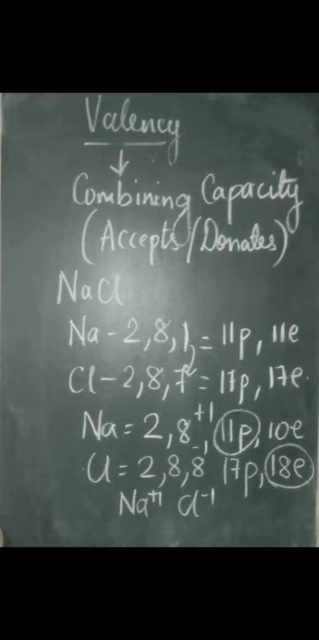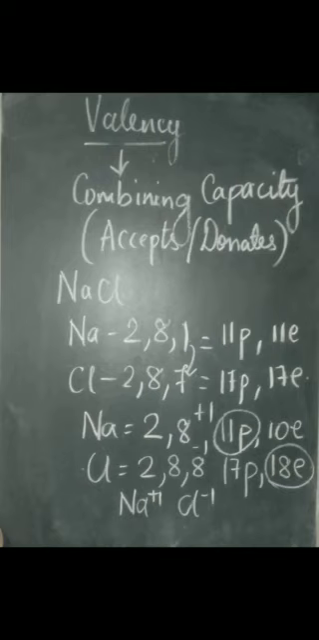So sodium gets a positive 1 charge, while chlorine has electrons more and protons less. How many electrons more? 1 electron more. Electrons are negatively charged. So chlorine gets a minus 1 charge. So the valency of sodium is plus 1, while the valency of chlorine is minus 1. Because sodium gives an electron, it gets plus 1 charge, while chlorine accepts 1 electron, it gets a minus 1 charge. Now after giving, sodium is stable with 2, 8, octet is complete, and chlorine is 2, 8, 8, again octet is complete.